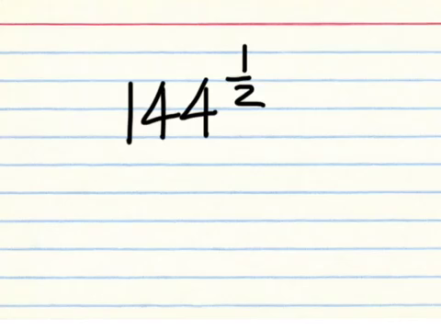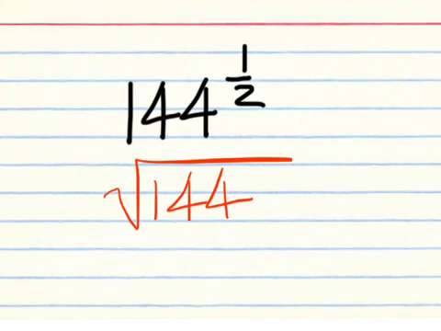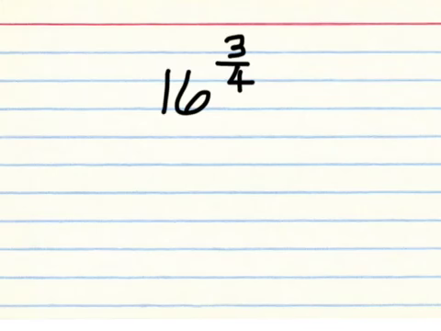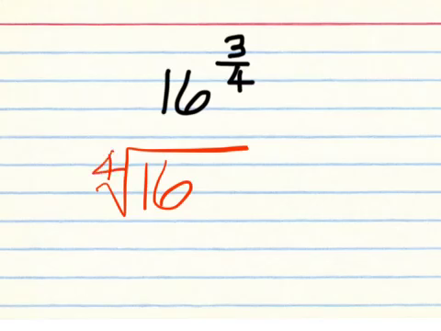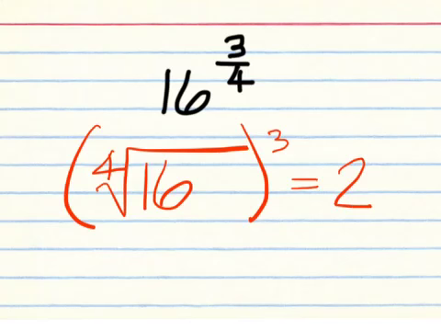144 to the half power is the same thing as saying the square root of 144. We don't write the 2 here normally for a square root, so the answer would simply be 12. 16 to the 3/4 power. 16, and then that would be the fourth root, and then the third power of everything. The fourth root of 16 is 2. And then to the third power would be 8.